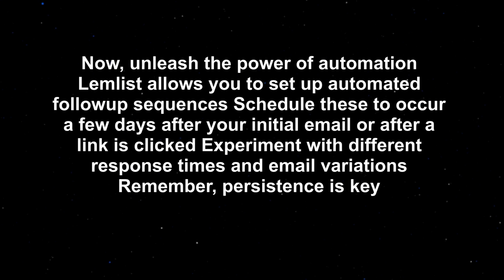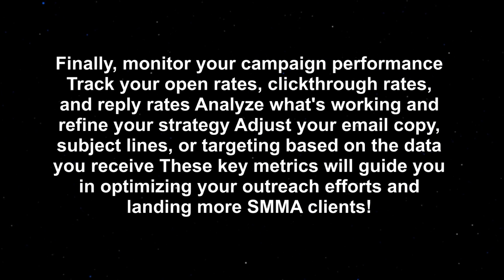Now, unleash the power of automation. Lemlist allows you to set up automated follow-up sequences. Schedule these to occur a few days after your initial email or after a link is clicked. Experiment with different response times and email variations. Remember, persistence is key. Finally, monitor your campaign performance.